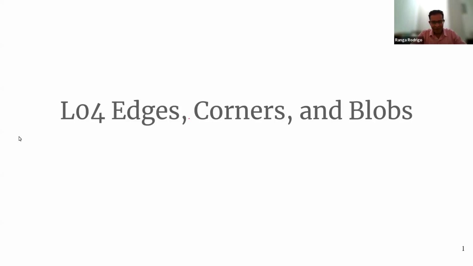So we are in the computer vision course, and we will start edges, corners, and blobs today.